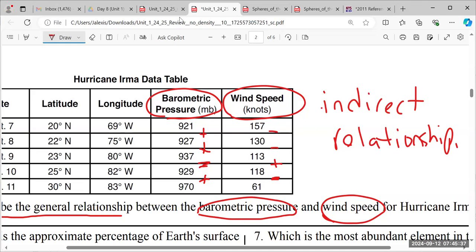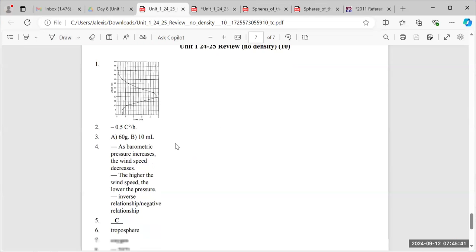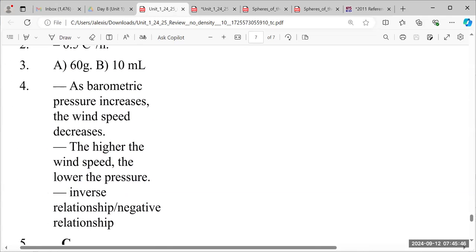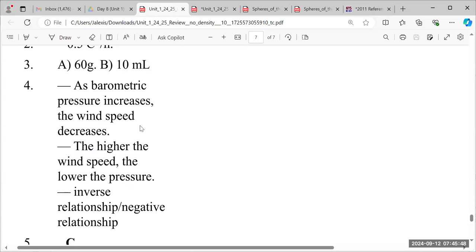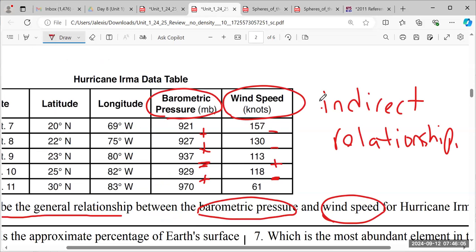I'm going to put the answers here to show you what you also could have said. So you could have also said here, as barometric pressure increases, the wind speed decreases. You could have said the higher the wind speed, the lower the pressure. You could have also said an inverse relationship or negative relationship. Either of those answers would be fine, even if you said indirect relationship as well.